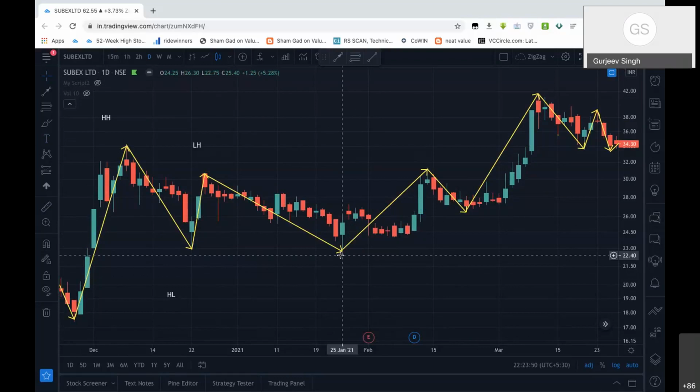Why it's a low? Why it's a lower low? Why? Closing is not below this point. If somebody is not understanding, please focus here. The low of this point is 23 rupees and 10 paisa. Okay. And the low of this point is 22 rupees 75 paisa. For this to be a lower low, this body should have been closed below 23.1.